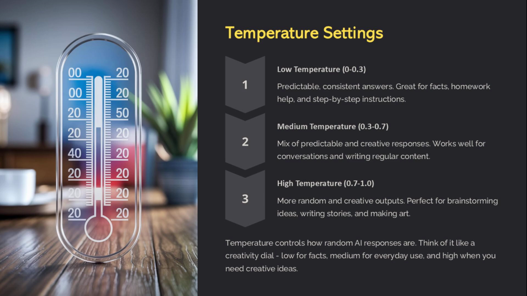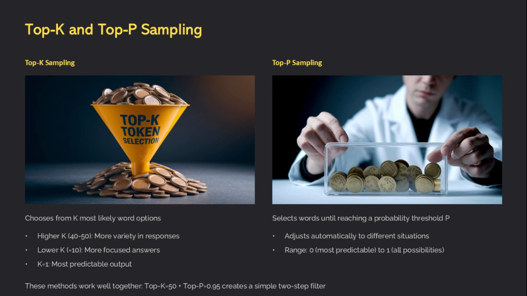Let's examine two key sampling methods that complement temperature control. Top K sampling limits token selection to the K most probable options. Higher values, 40 to 50, allow more creativity, while lower values, around 10, keep responses focused and predictable. For example, in coding tasks, a top K of 10 to 15 helps maintain syntactic correctness, while creative writing might benefit from values of 40 plus.